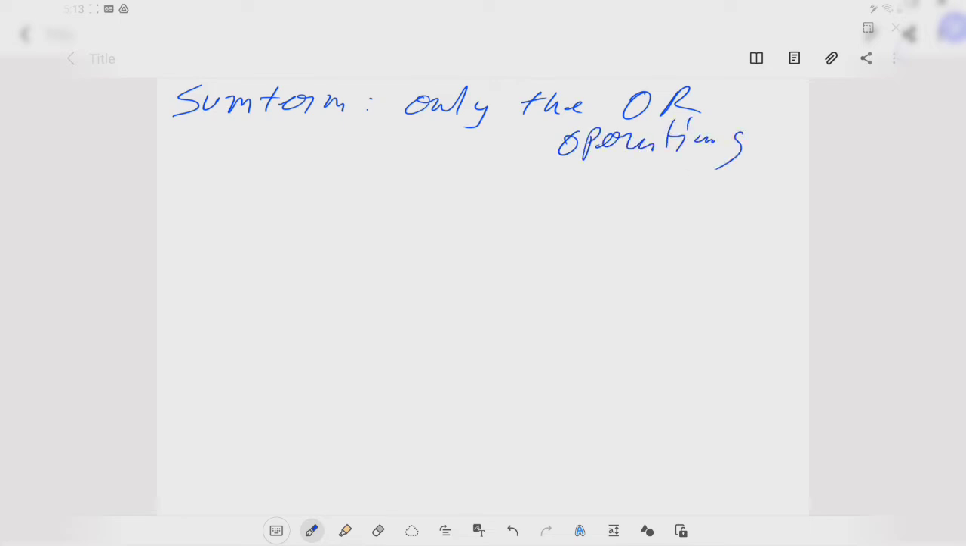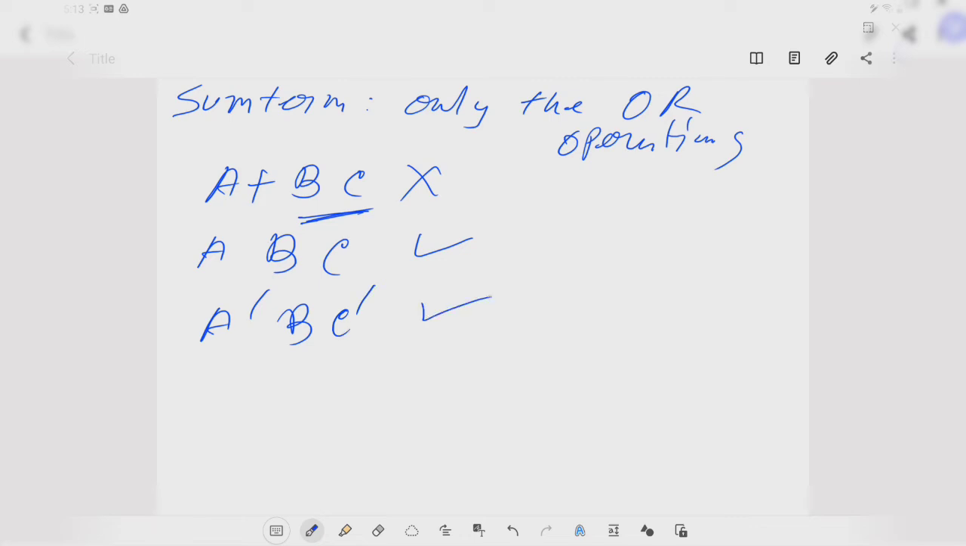So we now talk about sum term and a max term. Sum term has only the OR operations. For example, if I say A plus BC, then it is not a sum term because it has an AND operation. A plus B plus C is a sum term. A prime plus B plus C prime is a sum term. Now A prime plus B plus C prime plus D E is not a sum term.